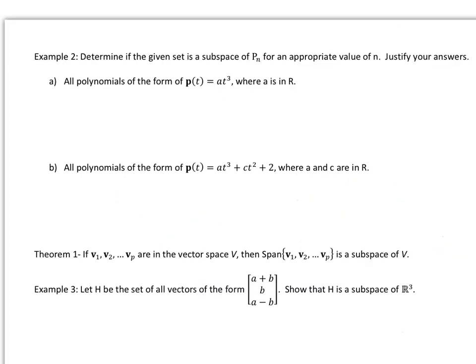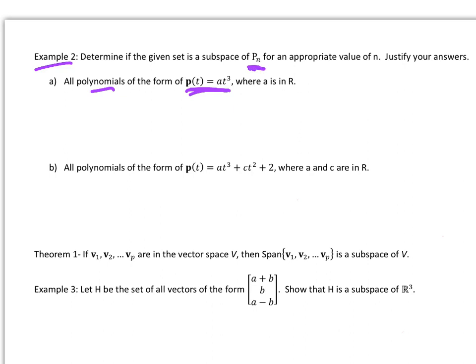So let's go to example number 2. Example number 2 talks about P sub n. Well, this is all polynomials. That's what it's talking about. And so what we want to look at is polynomials of this form. So this is a specific form. I want to see if this is going to form a subspace of all polynomials.